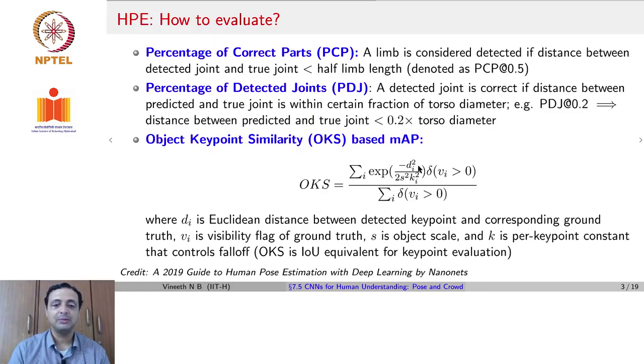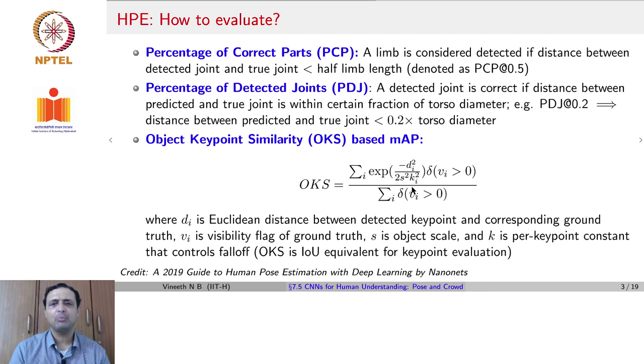So this distance between the detected point and ground truth has to be normalized by the scale of that particular object. If that object is very large in the image, this distance could be relatively larger than for another human in the same image where the object scale is small.